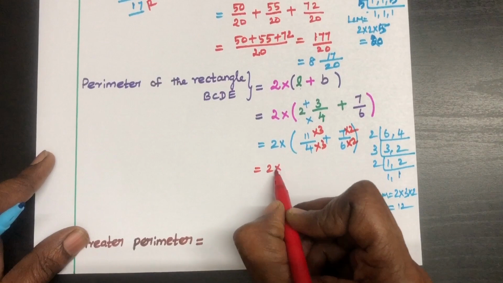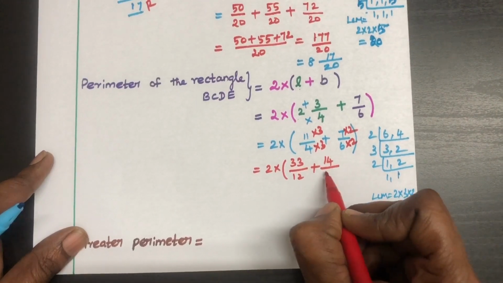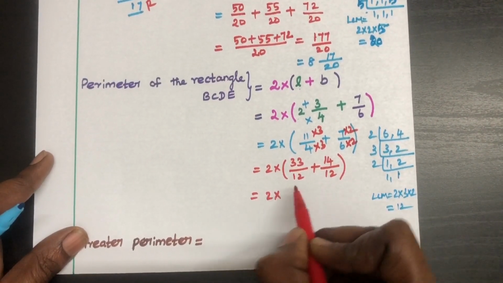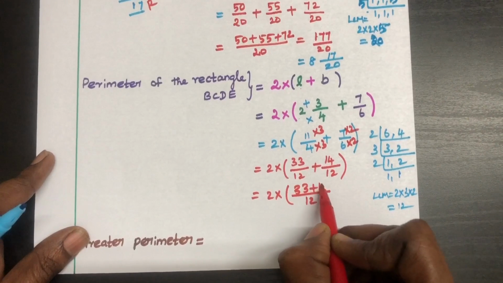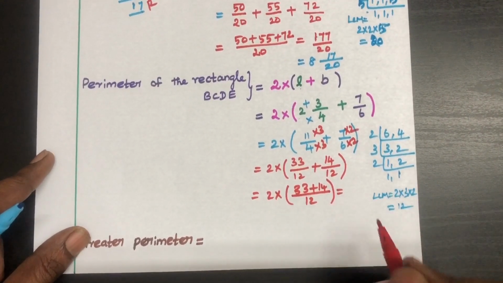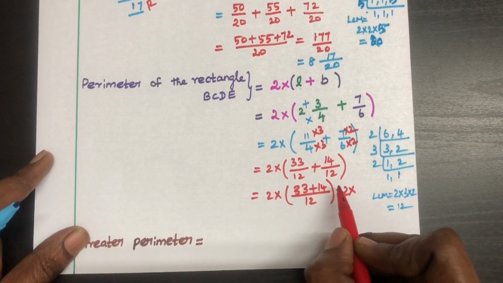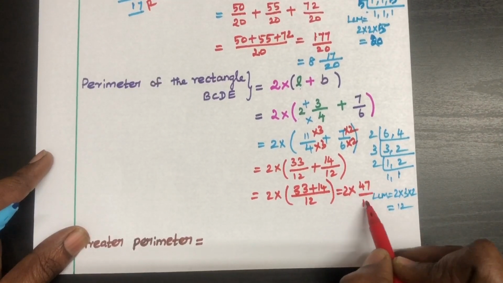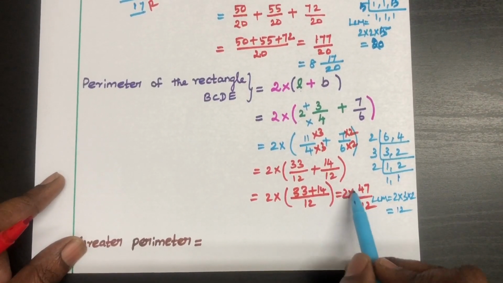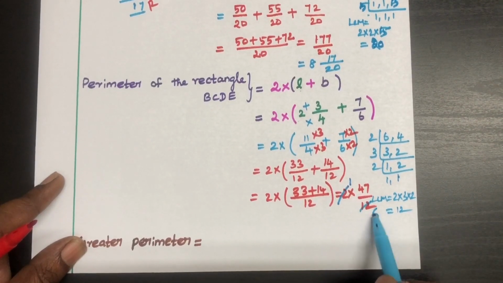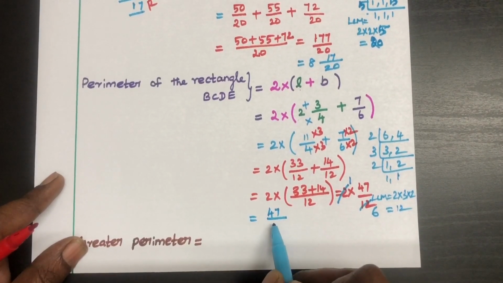This is equal to 2 into 11 is 11 into 3 is 33 by 12 plus 7 2s are 14 divided by 12. This is equal to 2 into the common denominator. So I am going to take 1 12 here. 33 plus 14. This is equal to 2 into 33 plus 14, which is 47, right? 47 divided by 12. See, we can cancel this 2 and 12. The common factor is 2, right? So 2 can divide both. 2, 1 time 2 is 2. 6 times 2 is 12. So this is equal to 47 divided by 6.